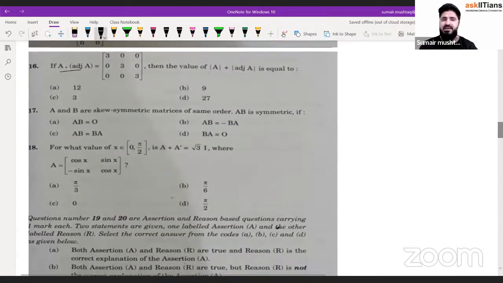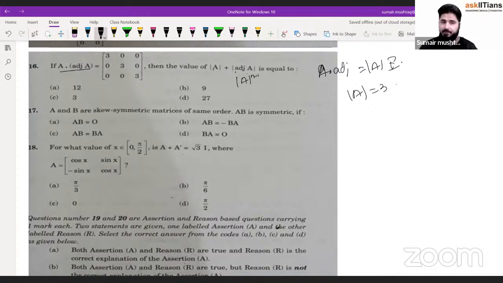See, this is A into adjoint A. You know A into adjoint A is equal to determinant A into I. This can be clearly seen after comparing this thing, that determinant A is equal to 3. So determinant A is equal to 3, and the adjoint A is equal to determinant A power n minus 1.